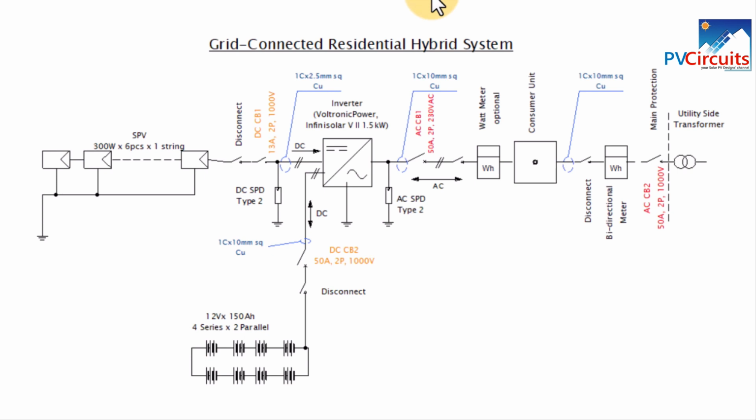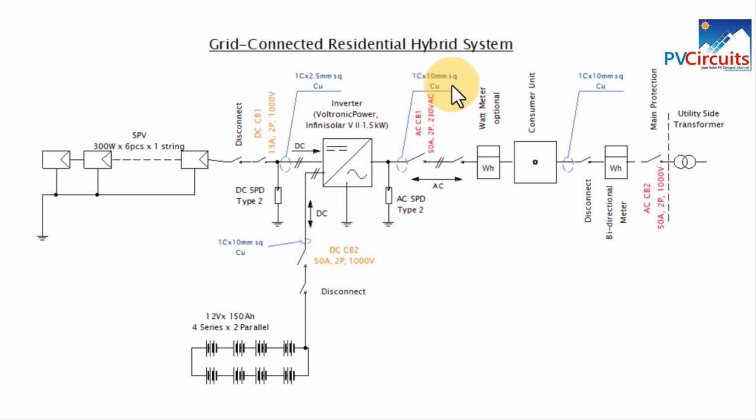So this is our line diagram capturing the information from the calculations that we have done. So we can see that we have put in the protection there, the first DC CB rated at 13 amps. Then we've put the protection for the battery, which is at 50 amps.